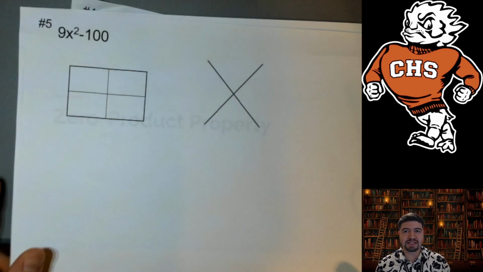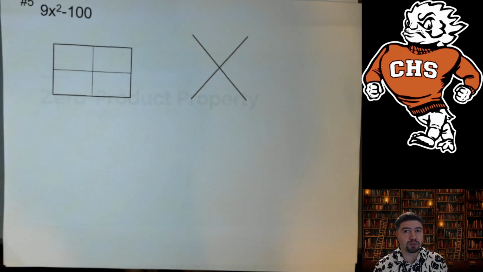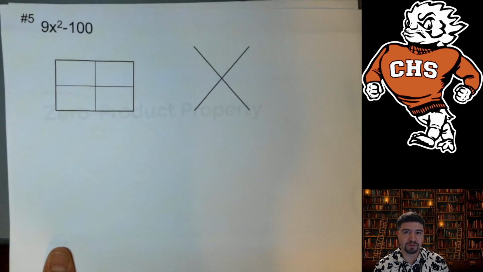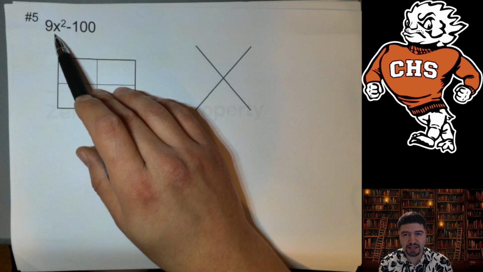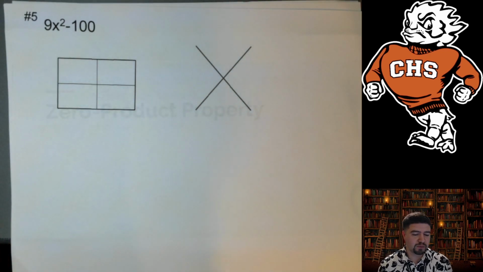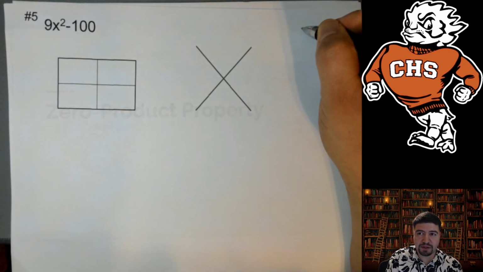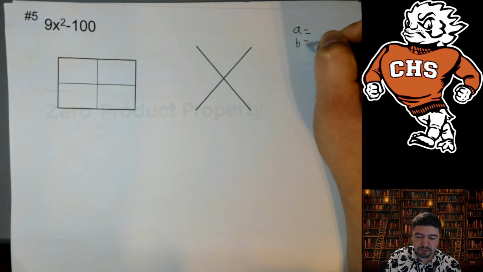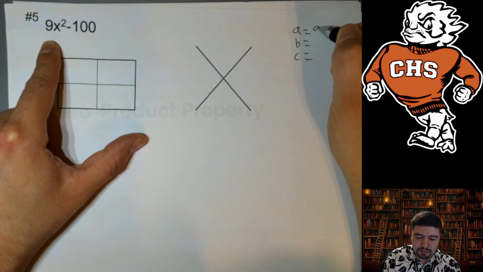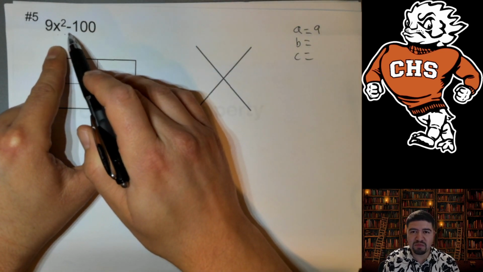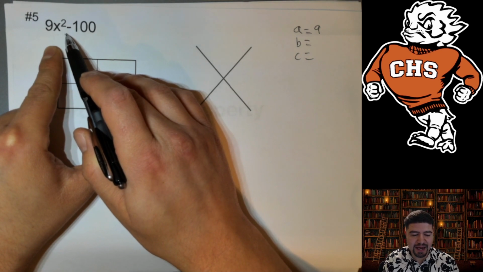Okay, so now we're on slide 5 in your notes, which are posted on Google Classroom, by the way. So this special case starts 9x squared minus 100. This time, if I were to map out my A, B, and C, we have A, that's 9. This time, we don't have a B, because there's no number here that has an x.